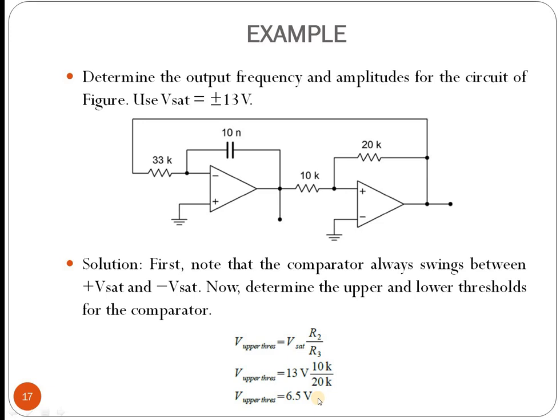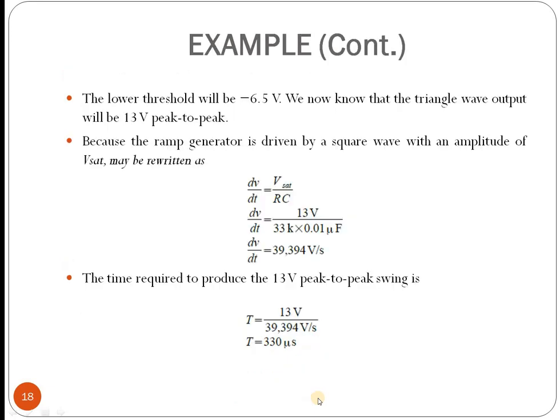So the lower threshold will be minus 6.5, and the peak to peak value is 13 volt. As the ramp generator is driven by a square wave with an amplitude of V saturation, the equation may be written as dV by dt equals V saturation divided by R and C. V saturation is 13 volt, the resistor value is 13 kilo ohm and C is 0.01 microfarad.